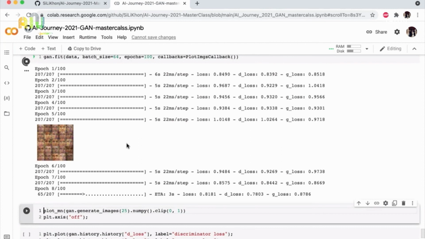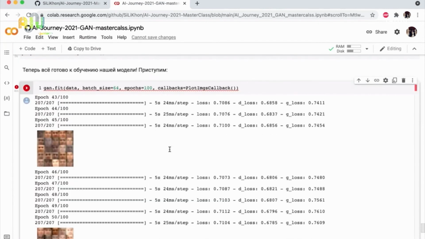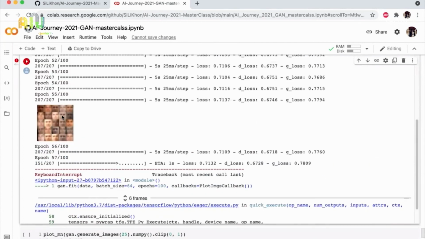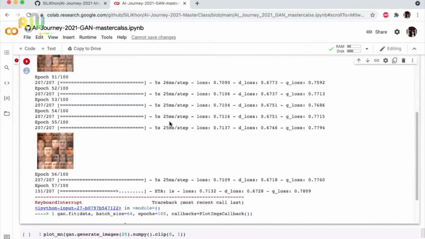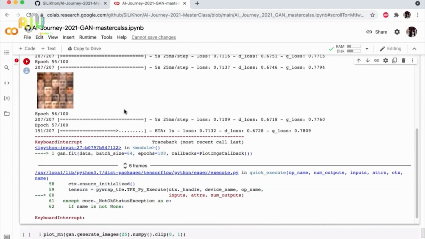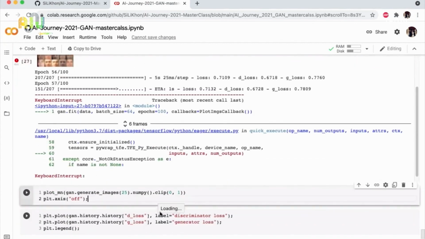I can say that these are faces, yes, but there's a lot of noise on them. Once every 5 epochs. For about 5 minutes, we have been training the model. I stopped it prematurely because I see that the pictures are poor quality. At least they are poor for the model architecture that we are using here. Let's see what we have here.